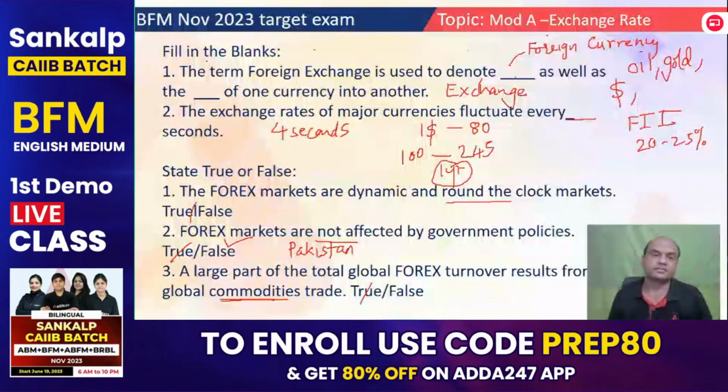Look at the answer. The term foreign currency is used to denote foreign currency. It means when I say dollar, I am dealing with foreign exchange, as well as the exchange of one currency into another. Whenever I say I have to exchange dollar for rupees or rupees for dollar, it means I am dealing in exchange. So foreign exchange means currency to currency.